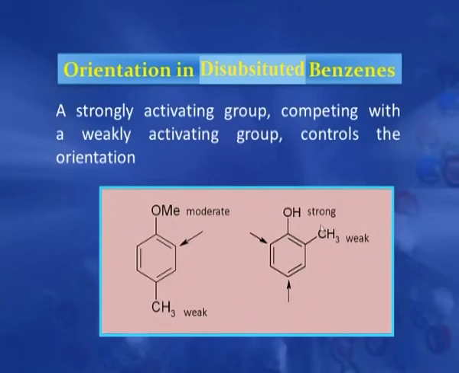Now, second case, here we have an OH and a methyl group. Now, OH is strongly activating and methyl is weakly activating. So, the incoming group will come ortho and para to the strongly activating group, that is OH. So, these are the sites of attack for the third group.